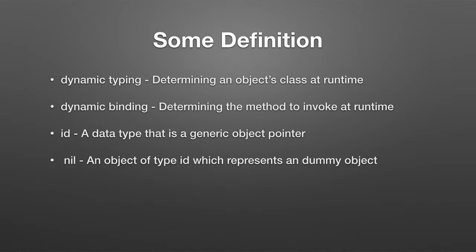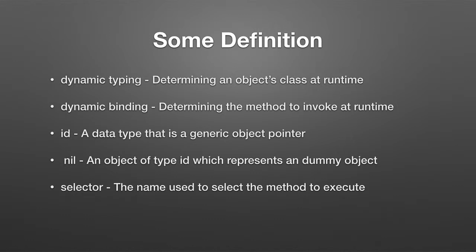A couple other definitions. Nil is an object of type ID which represents a dummy object. You can send messages to it and they just fall on the floor. In fact, object pointers that are uninitialized are automatically initialized to nil. Selector: it's the name used to select the method to execute. It's the mechanism that's used to choose the appropriate method. Selectors are put in tables internally. Let's go over to Xcode and play around with some of this.